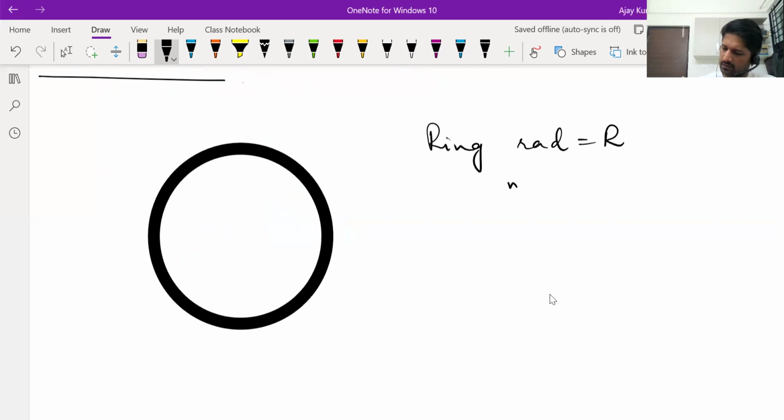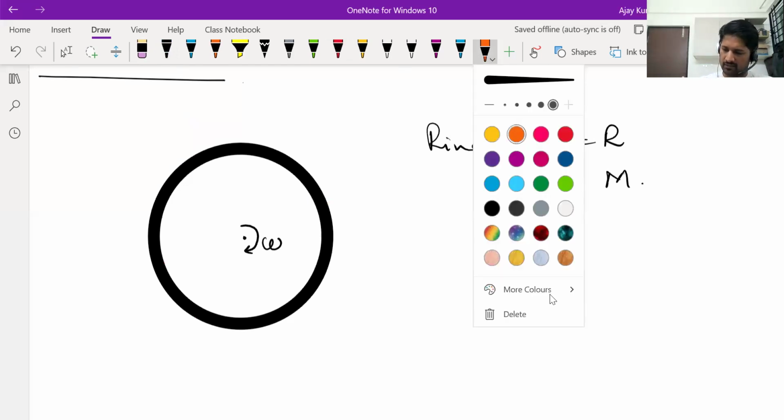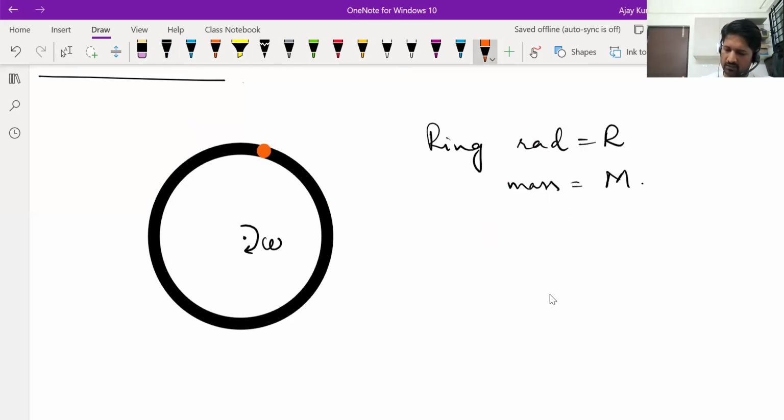Radius is R. Assume its total mass is M. You spin the ring about its own axis with an angular velocity omega. Now, if you visualize this ring as a collection of particles, say one particle here, one particle here, one particle here, one here, and so on. When you spin it around, these particles will have a tendency to fly away. But when in the form of a ring, they don't fly away.